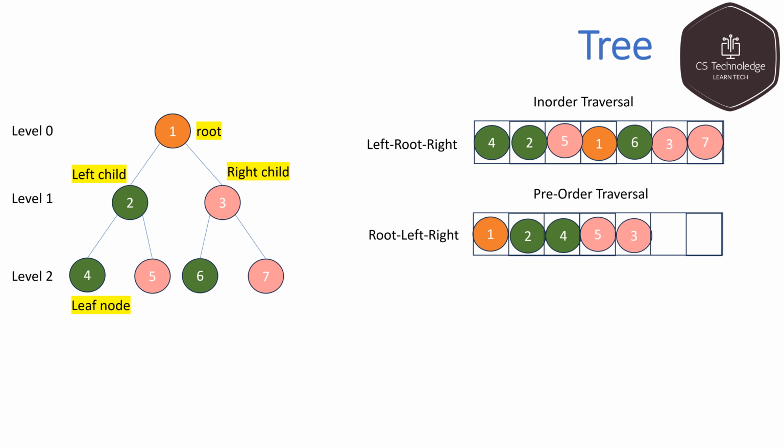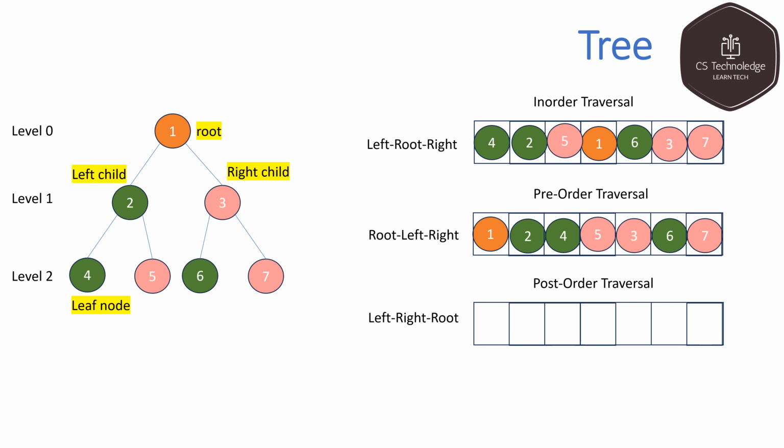So it will be 3 because we have to print the root, then 6 because we have to print the left, and then 7 because that is the right node. In this way we will complete the pre-order traversal. Just keep this in mind: in pre-order traversal, the first will always be the root and the last will be the right node.